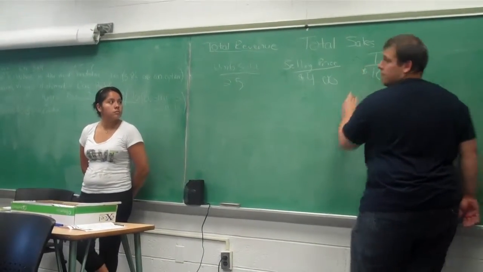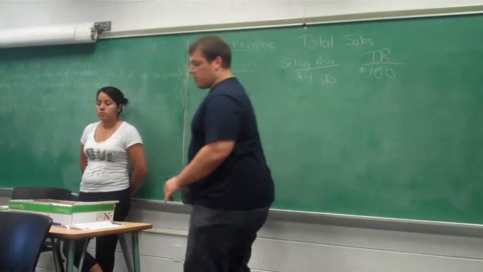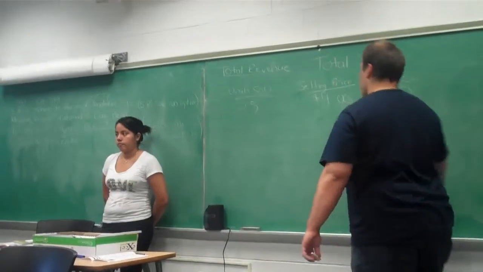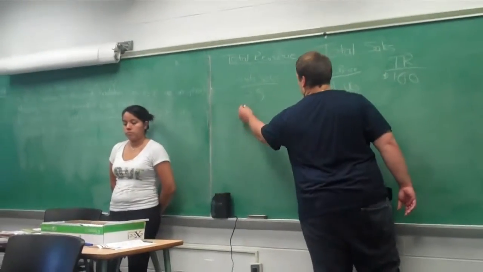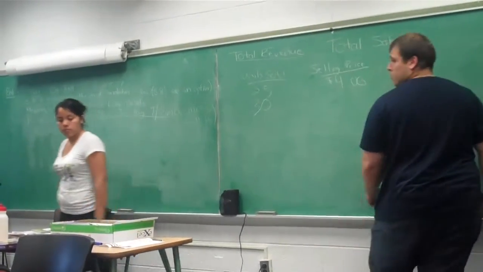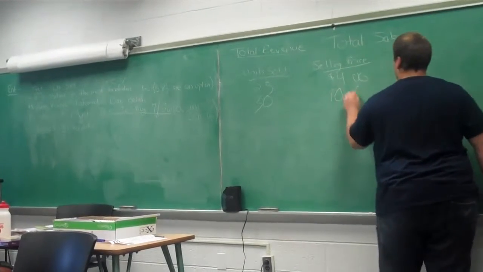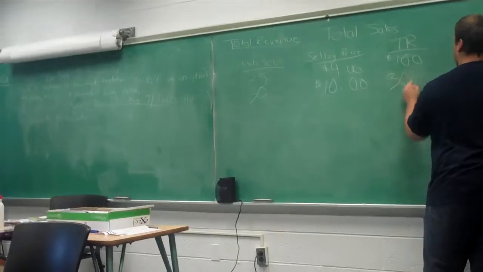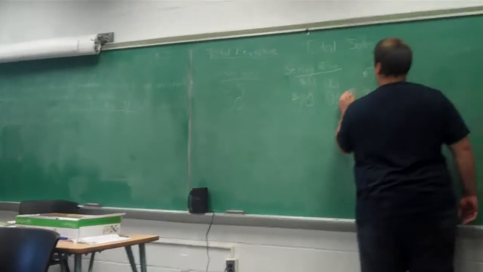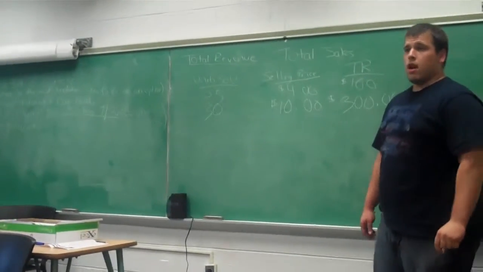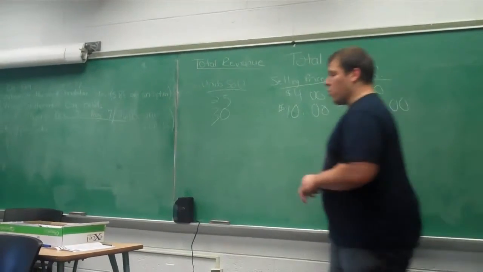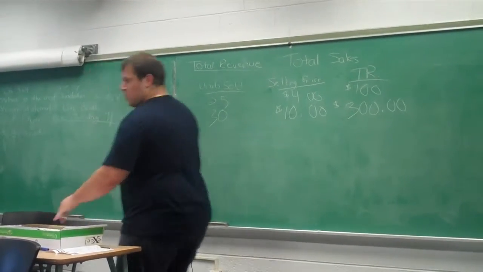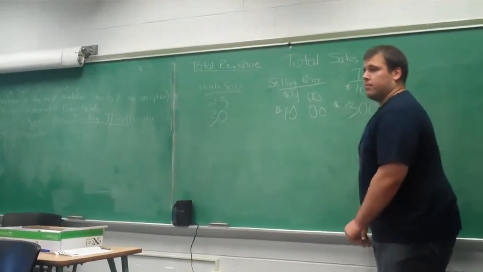Does everyone see that? So who wants to give me the second one? Letter B on the page. Okay. What's our units sold? 30. What's our selling price? $10. What's our total revenue? 200. Perfect. Thank you. Does everyone see that? Any questions on that? I'll do one more with you guys, and then you can do the rest for homework. All right. So who wants to read the letter C off for them?